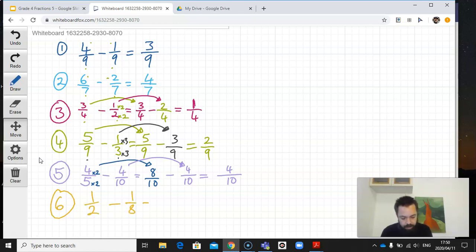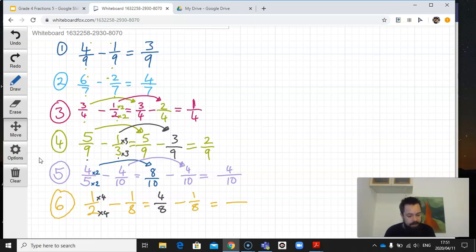1/2 - 1/8. 20 seconds. Go for it. Step 1, we need to make the denominators the same. I've noticed that if I times this one by 4, it will become an 8. 1 times 4 is 4. 2 times 4 is 8. The other one is unchanged. I'm just moving him across.